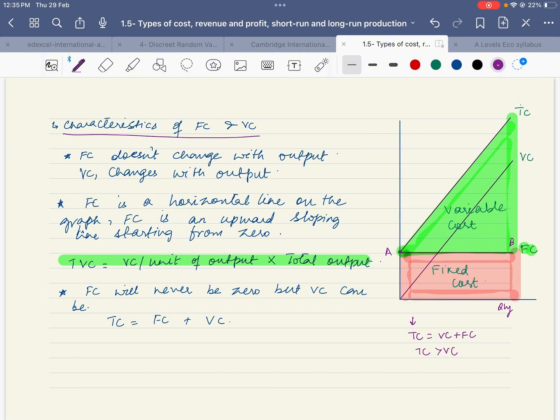We can see on the graph that total cost starts at A. Why? For example, if variable cost is 0 and there is some fixed cost, then total cost is equal to fixed cost, right? So total cost always starts at the point where fixed cost starts. Fixed cost and total cost will never be 0. However, variable cost can be 0 because it depends on the output.